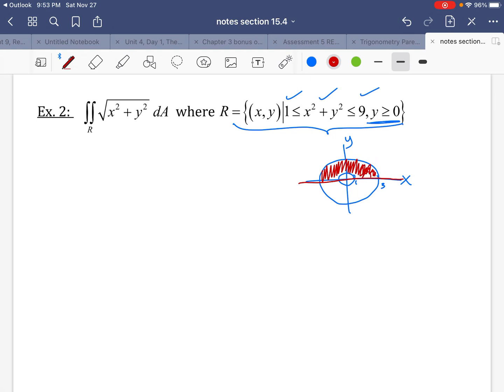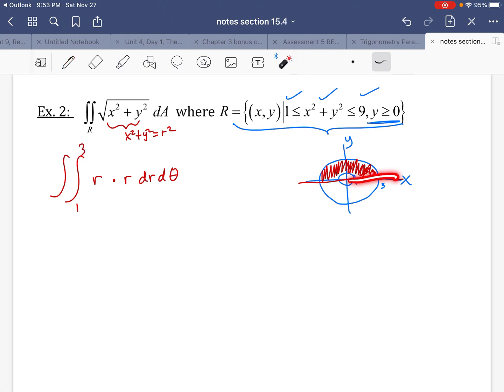Okay. All right. So if I write my double integral for that, remember one of our formulas was x squared plus y squared equals r squared. So that's going to be the square root of r squared, which is r. So that's replaced. Remember, I always have to put my own r and then dr d theta. Okay, so my r, I'm staying between circle 1 and circle 3. And my theta, I'm going all the way from here all the way to here. Well, that is 0 to pi.